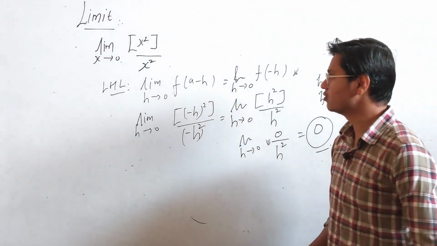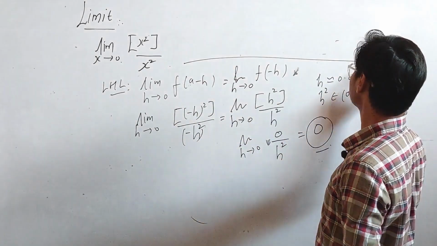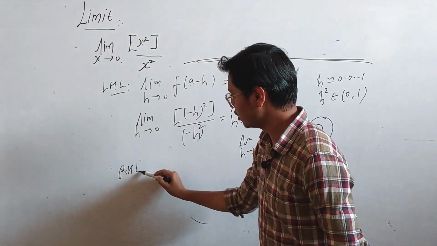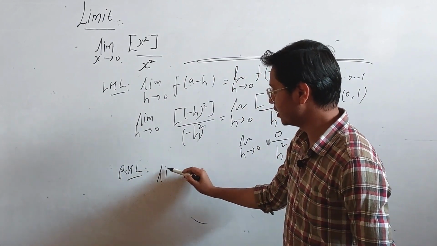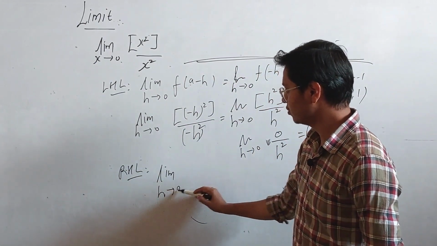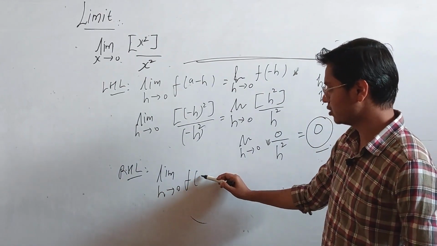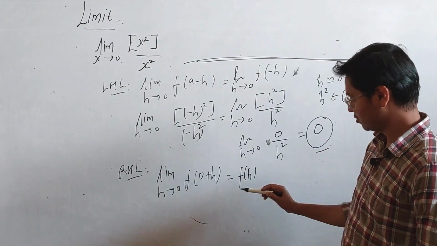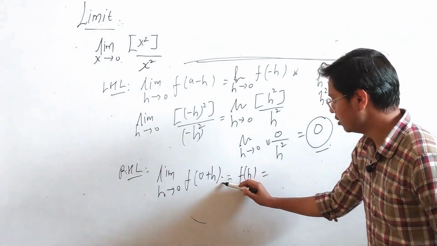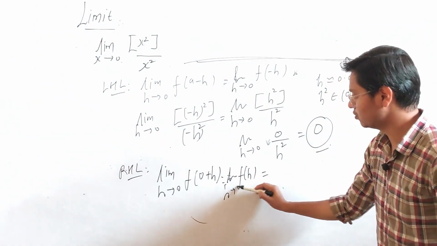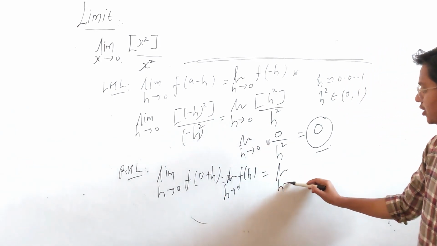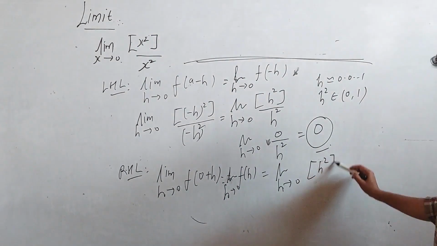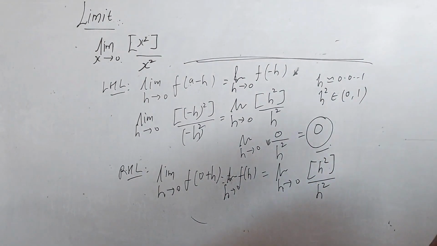Now we have to check for RHL. For the right hand limit, h tending to 0, we have to apply a plus h, that is 0 plus h, this will become f of h. So at limit h tending to 0, f of h means we apply the function, that is greatest integer of h square divided by h square.